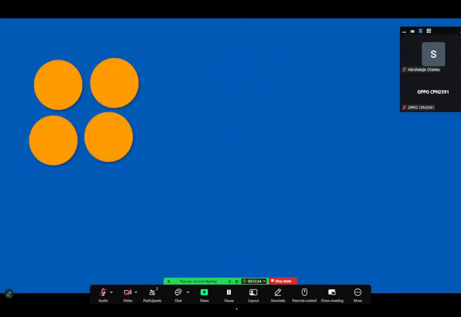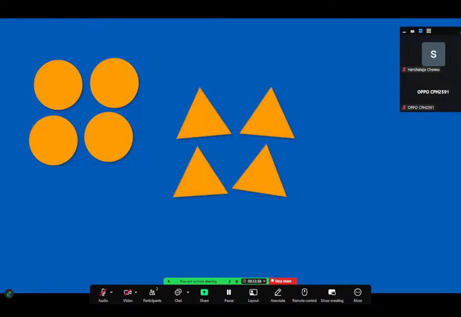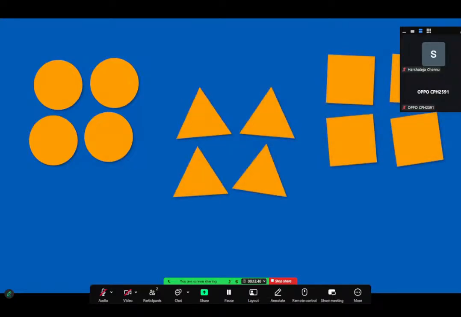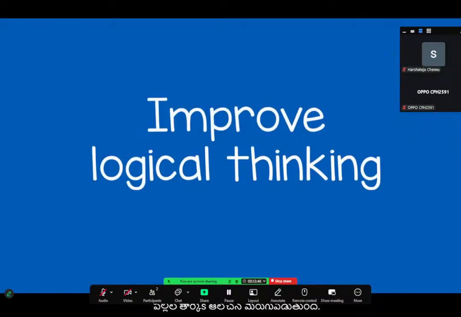You can first show them how to do it for one of the shapes. Then they can try sorting the other shapes. Learning to sort by shape will help improve a child's logical thinking.